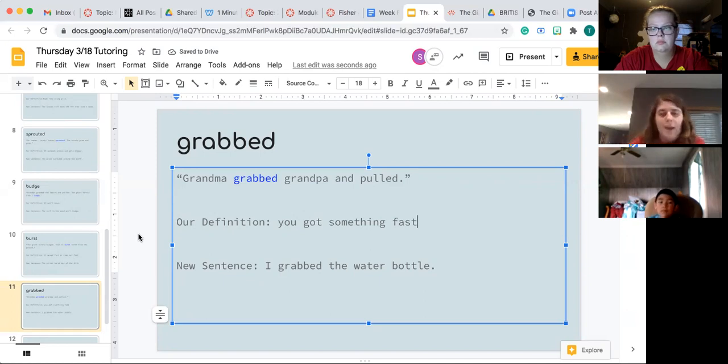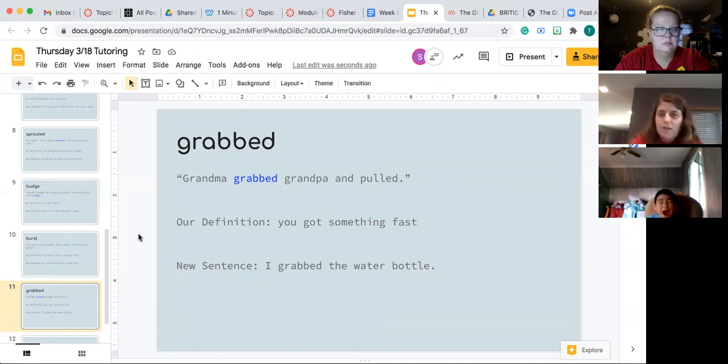You got something fast. So Stanley, those were some of the words that we learned for vocabulary from our story today. Do those words help you understand the story maybe a little bit better? Yes. Awesome job.